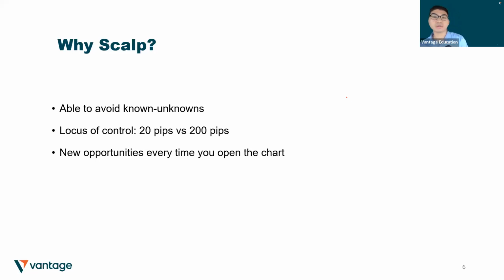So why scalp? We are able to avoid the known unknowns. What are the known and unknowns? Known, it's the news event. When we go to Forex Factory, we already know what time the news is coming. We already anticipate. We can look at it.